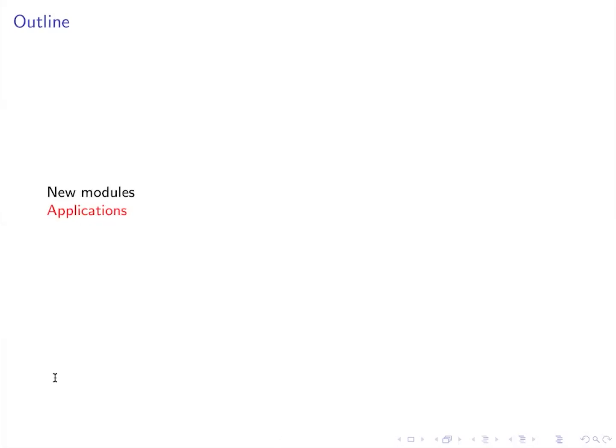Let me remind you that we spent about 15-20 minutes introducing these new modules. One is called PCRNet, the other is called SwitchNet. And now we're going to try to use them and combine them with some convolutional neural networks to solve some inverse problem applications.